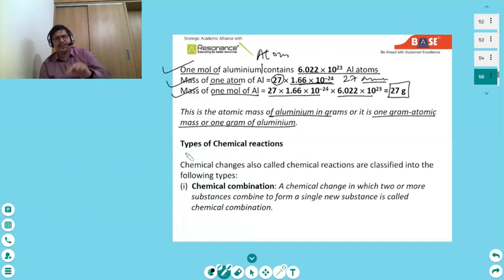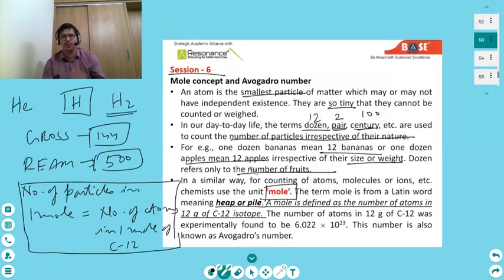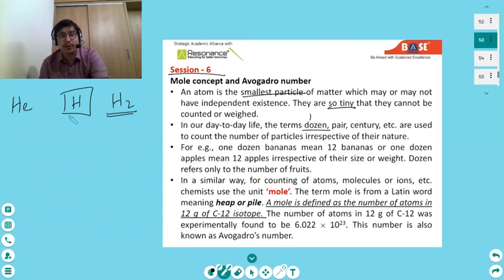So this session number 6, I have divided into 2 parts. First was your mole concept and Avogadro introduction concept, and next we are going into the types of reaction. Before going to the types of reaction, I want to give you some trivia about Avogadro number, which I should have given you before. Now Avogadro number, that number 6.022 into 10 to the power 23.